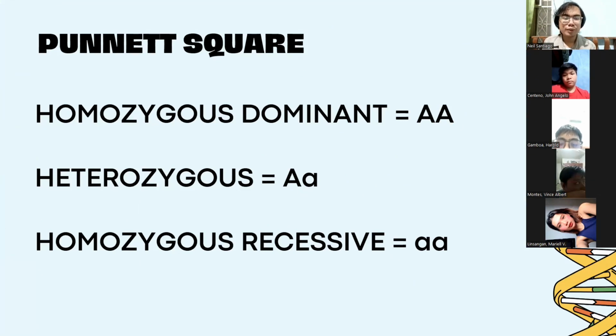If a parent is homozygous dominant, homo meaning the same, it will be symbolized by 2 capital letters. Heterozygous, meaning different from the word hetero, will be symbolized by an uppercase and a lowercase letter. And finally, homozygous recessive will be symbolized by 2 lowercase letters.